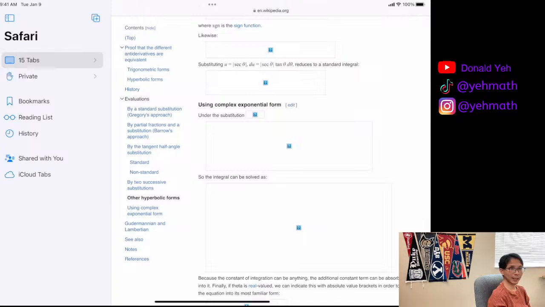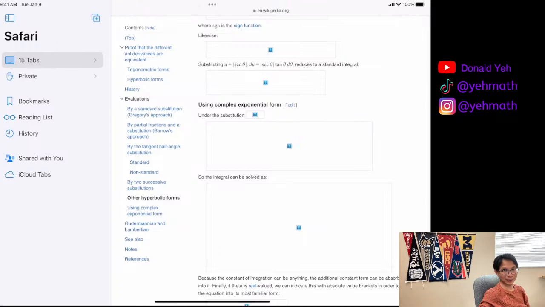Okay, so yeah, this is very cool. I've never seen this way, and this is using half angle substitution. One integral has like 6 different ways to do it. Yeah. Like, who comes up with this stuff?